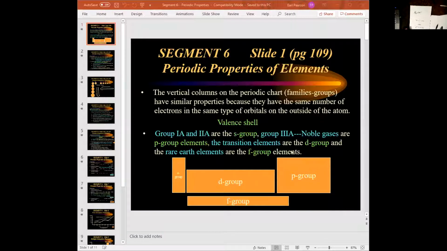The right-hand side is a group of 6 columns. It's the p group. This is the region where the p orbitals are filling. If I go to this first one, that would be 3A. This is 1A, 2A. 3A is this column. Each one of those atoms would likely form a +3 charge.